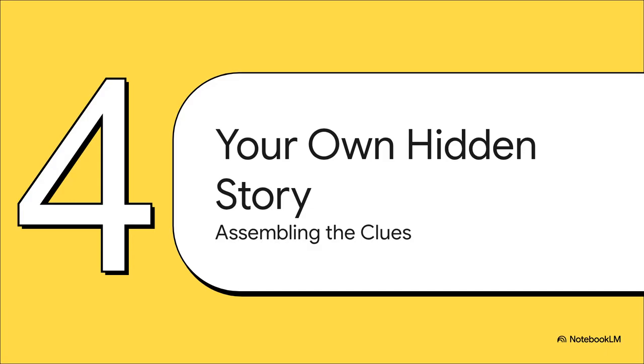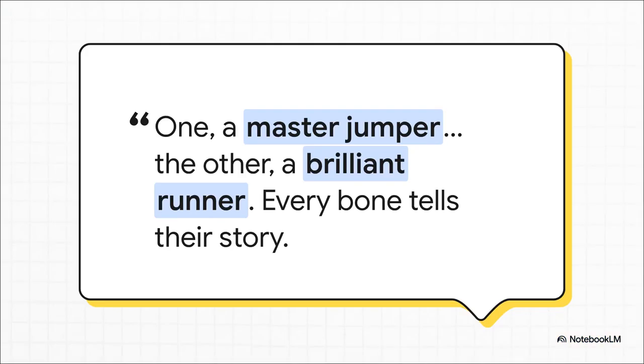So let's piece all these clues together, shall we? We've looked at the skull, the spine, and the limbs. And when you combine all that information, you don't just see two different animals. You see two complete, detailed life stories unfolding. So on one side, you have the frog, a master jumper. Its entire skeleton is optimized for a single, powerful leap and a safe, sturdy landing.